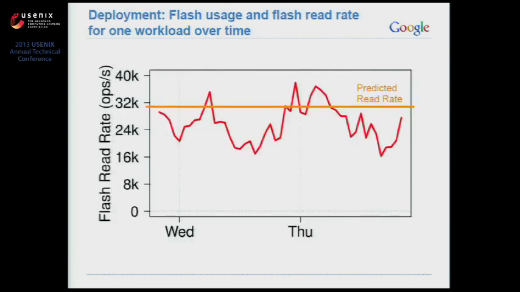Here you see one workload, and we did a lot more detailed analysis, but I can show only one line. Over 2 days, how does the read rate of this workload, now that it's using flash, compare to the predicted read rate? So sometimes it's below, sometimes above, but overall, it's in that range, and this is sufficient for our application.